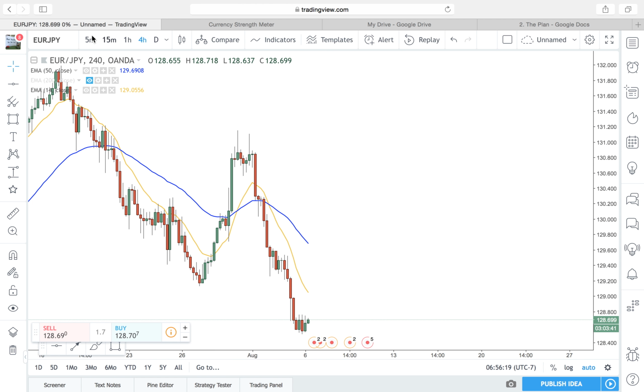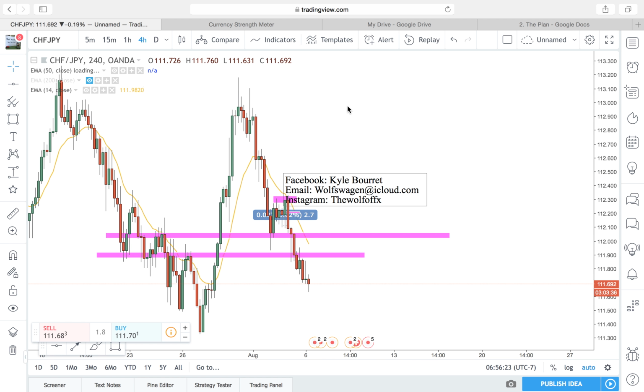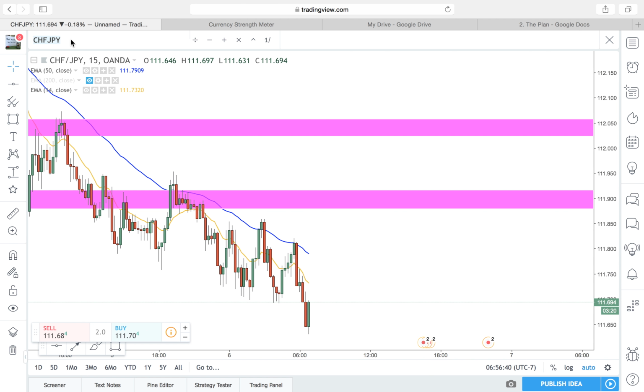I didn't like the 4 hour here. CHF/JPY, I didn't like it. I didn't like anything. I just kept looking. I didn't like any structure, even though CHF/JPY did melt. Ended up making a 2-1 con from here. There's another 2-1 there. And then it finally melted, but I still didn't like it. It wasn't my textbook setup because we weren't nice in between zones.